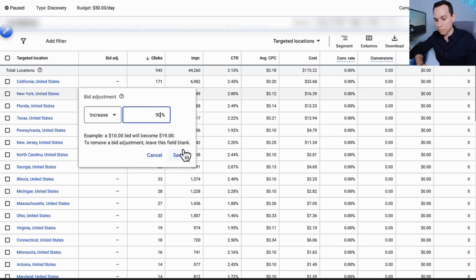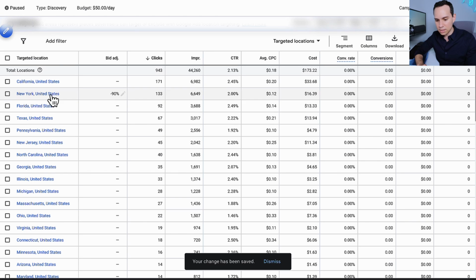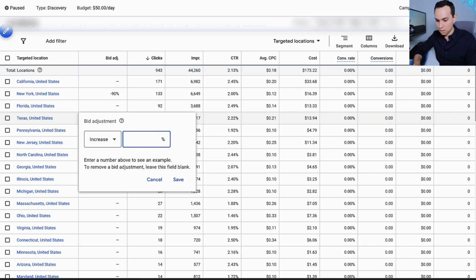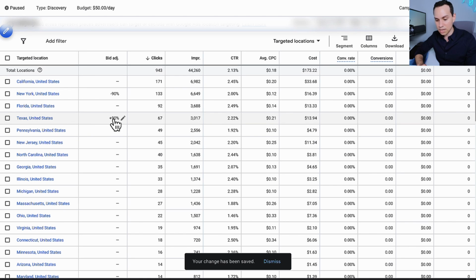We'll do minus 90%, or not increase, decrease 90%. And let's say Texans really like our stuff, right? So for some reason, people in Texas really like our stuff. So we'll go ahead and do that. So Texas plus 90, New York minus 90.